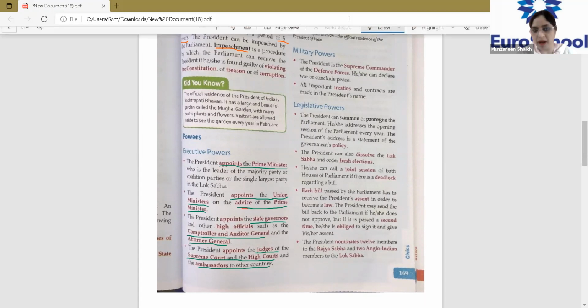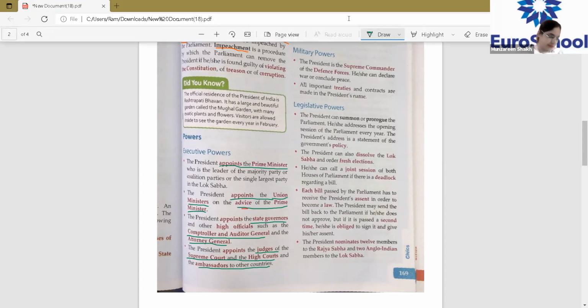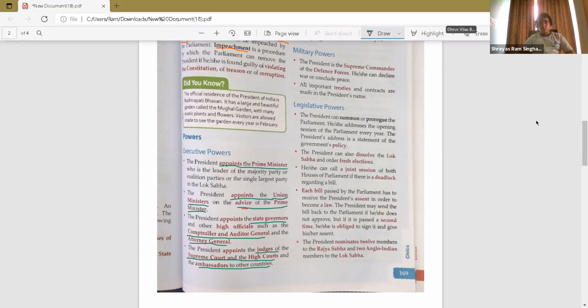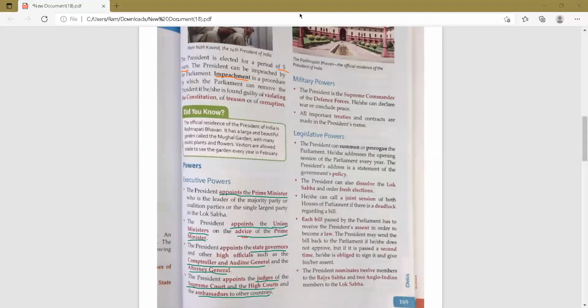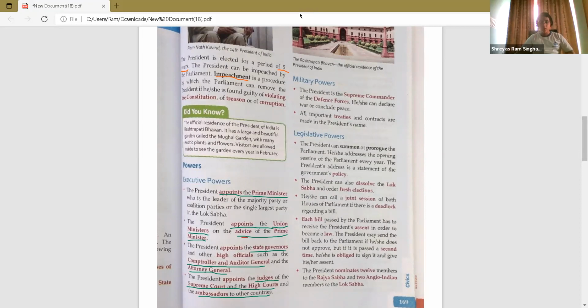Have you all understood the powers of the president? Yes, ma'am. Okay, everyone, did everyone understand the powers? Yes, ma'am. Can one person just brief me? What are all the powers in short? Ma'am, can I share? Yeah, let me give a chance to Vivan. Let's see what he says.